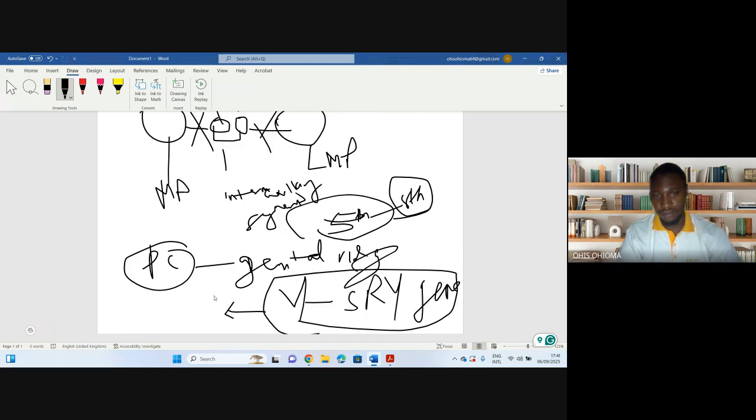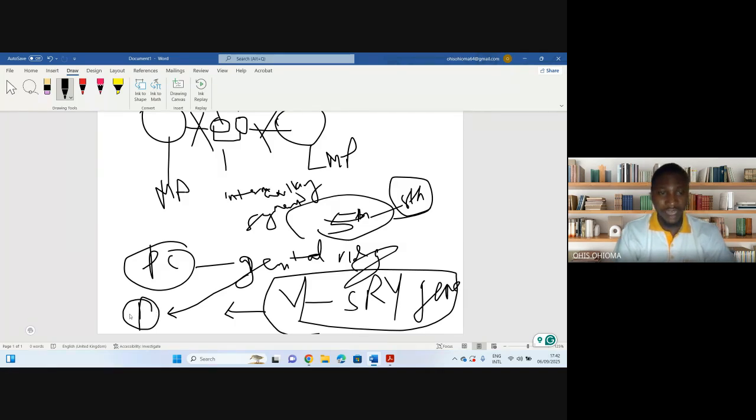This would cause the secretion of certain hormones. The SRY gene on the Y chromosome will induce the formation of a testis, right? So this genital ridge will become a testicle, thanks to this SRY gene. It will go and influence this guy here, telling him, you know what, you are a guy, so you have to start forming testicles, right?